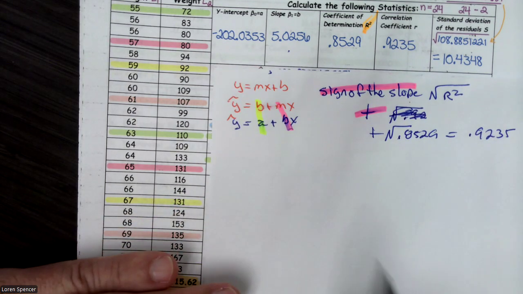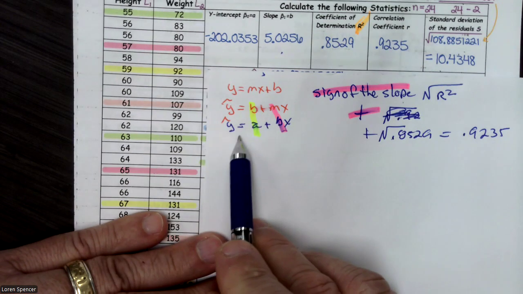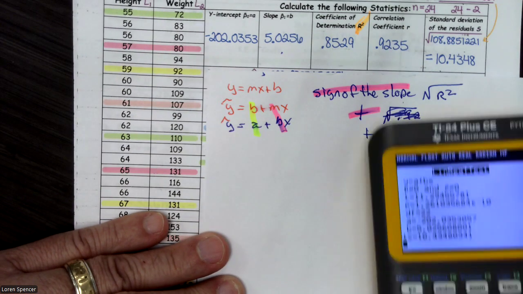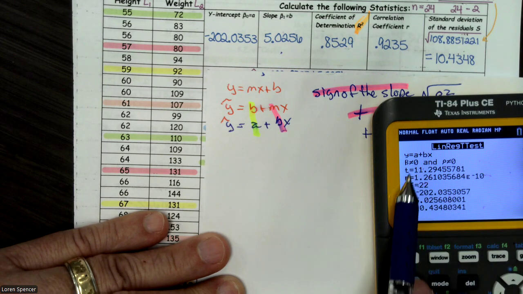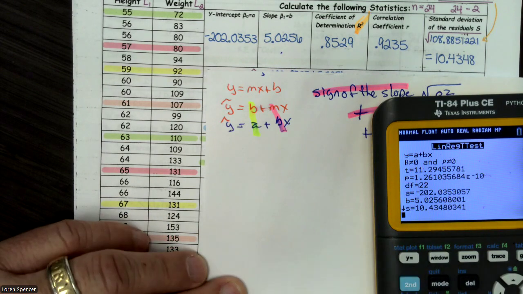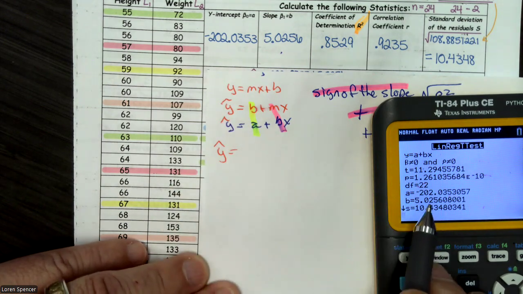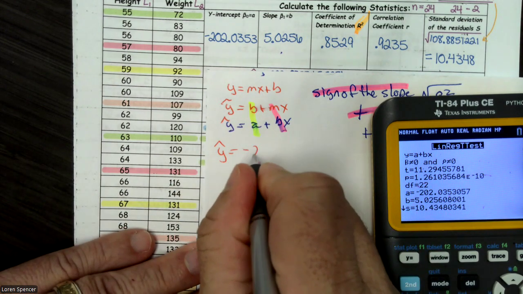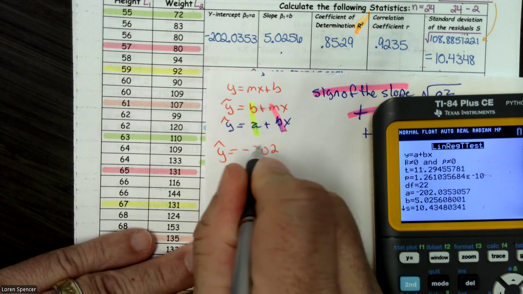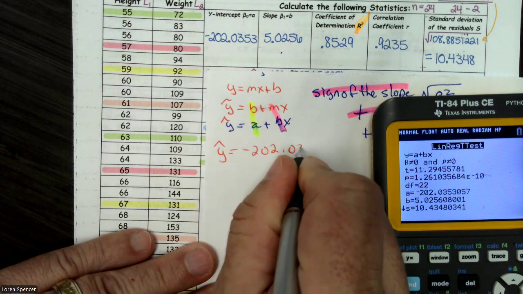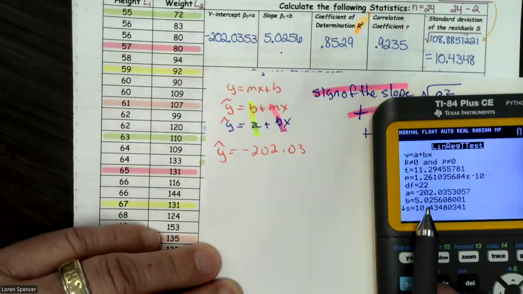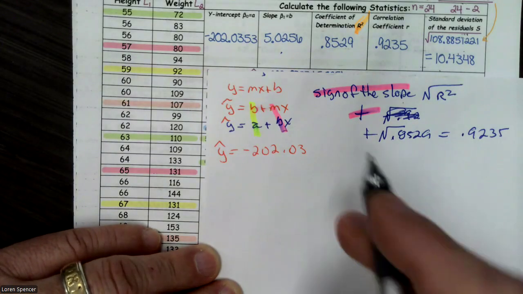Now, there's a couple ways to do this. One, we know it's y hat equals a plus bx. So let's begin with that. Y hat equals a plus bx. So y hat equals negative 202.03 plus 5.025.